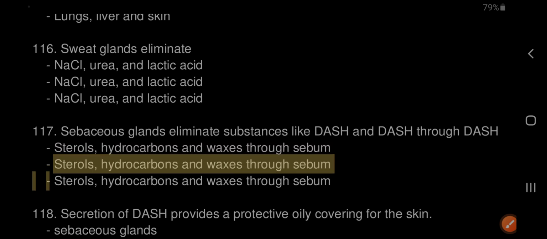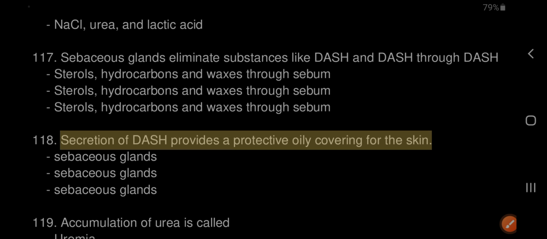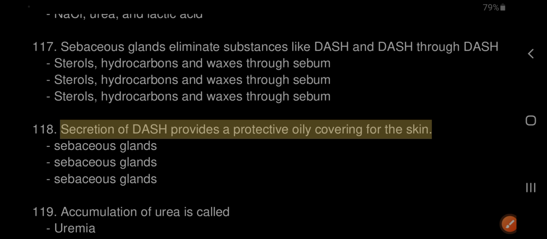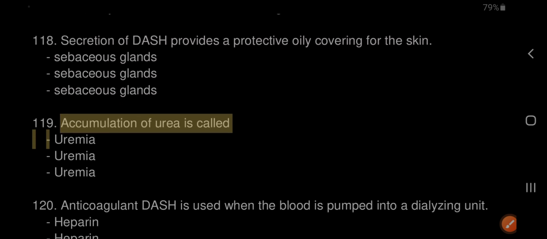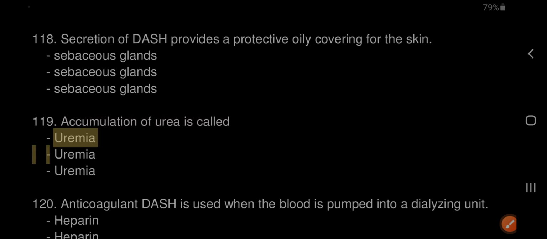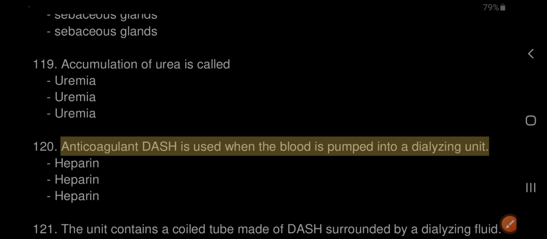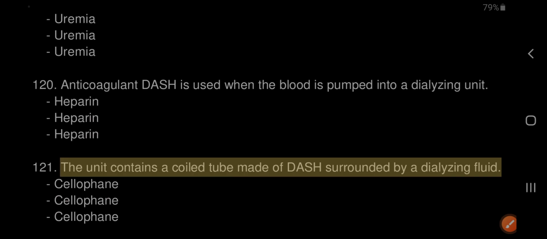118. Secretion of dash provides a protective oily covering for the skin. Sebaceous glands. 119. Accumulation of urea is called uremia. 120. Anticoagulant dash is used when the blood is pumped into a dialyzing unit. Heparin.